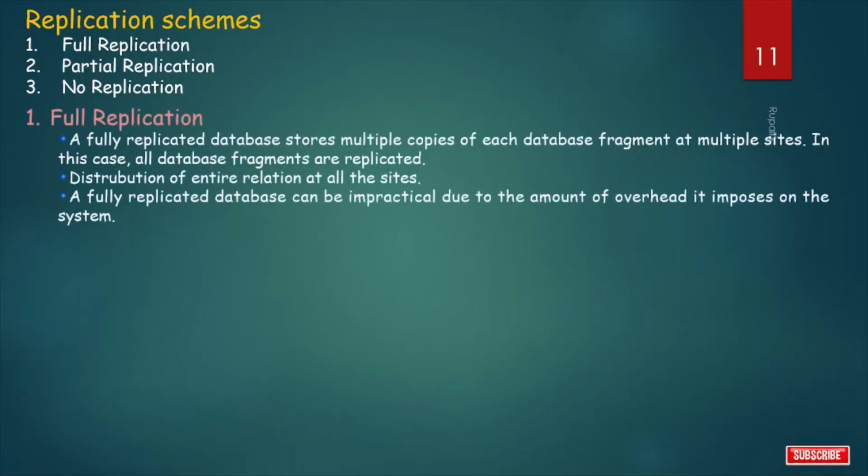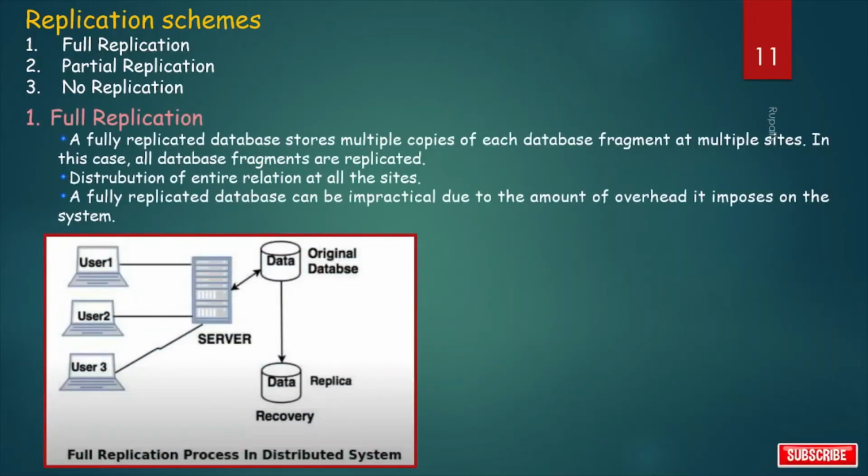So, what is full replication? In case of full replication, the total database is first fragmented and then distributed, but each fragmented part is replicated. That is called full replication. A fully replicated database stores multiple copies of each database fragment at multiple sites. In this case, all database fragments are replicated. Here, distribution of the entire relation at all sites is possible. But a fully replicated database can be impractical. Why so? Because of the amount of overhead it imposes on the system.